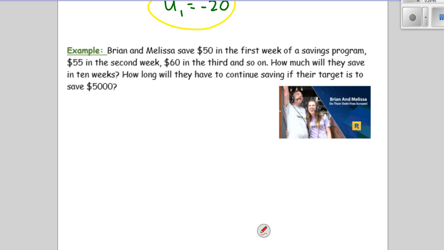The difference is 5. What's our u of 1? 50. Have they told us the n? Why was it 10 weeks? S of n, that's a good point. So for this one, they do tell us n is 10, that's right.